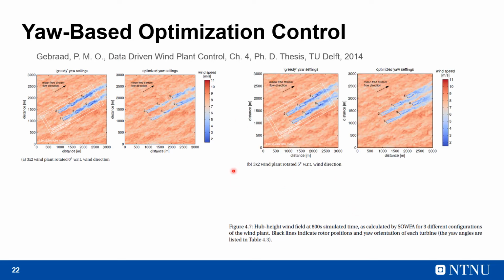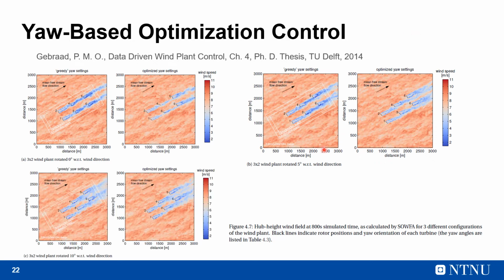In the second case, the wind and the longitudinal axis of the wind plant make an angle of 5 degrees. Again, we see that in the greedy yaw setting case, there is still an overlap between the wakes and the associated velocity deficit for the downwind wind turbines. And with the optimized yaw settings, this situation has improved. And this again points to a case where there should be substantial improvements in the wind plant power production due to the optimized yaw settings.